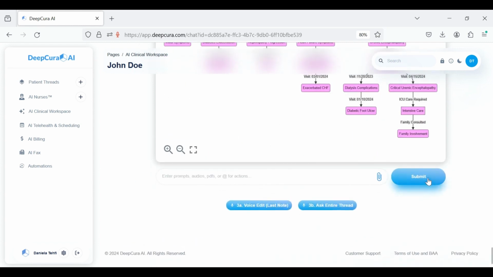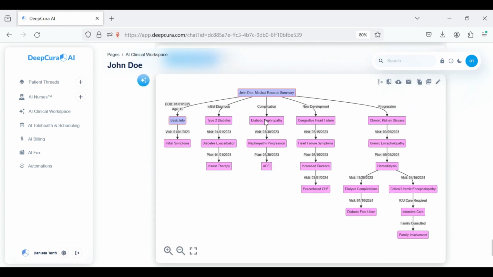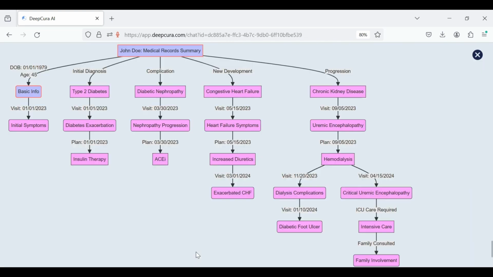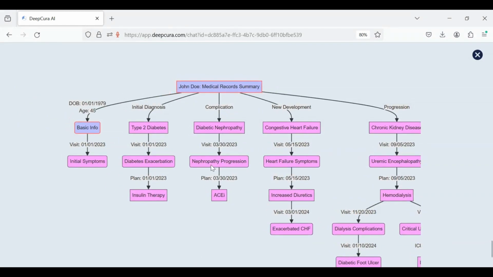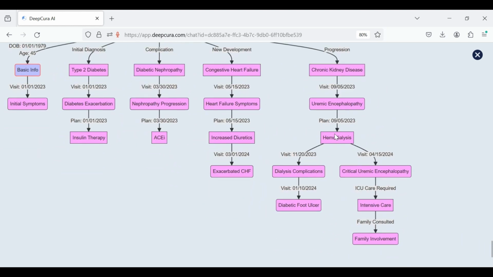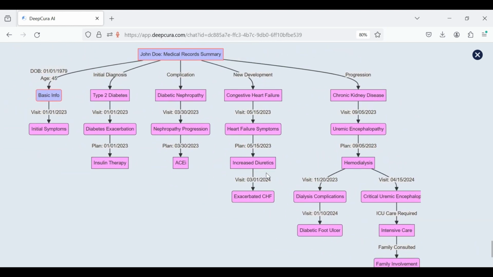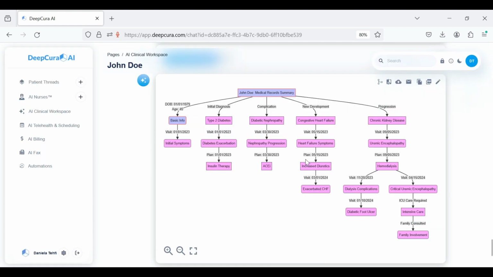Okay, so there we have this mind map. Let's take a look at what it came up with. So John Doe, medical records summary, basic information, initial diagnosis, the complications, the new developments, and the progression. That's what it's visualizing for me here, very briefly. Maybe we wanted to focus on certain things, and keep in mind that it's going to make a different kind of style of mind map every time.